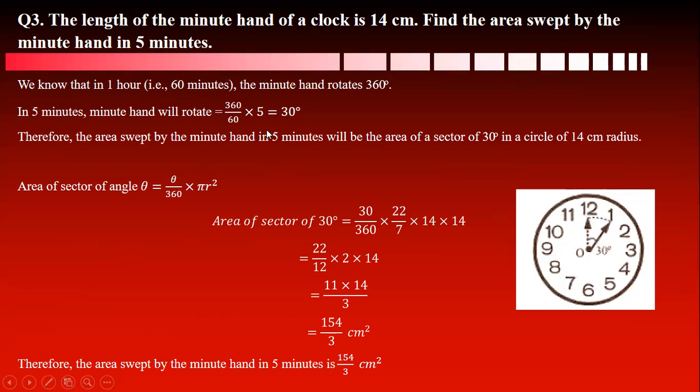Okay. So we have the degree, we have the radius also. We just have to find the area. So theta by 360 into pi r square. Substituting theta as 30 degree, our radius is 14 centimeter given to us. So solving, we get 154 divided by 3 centimeter square.